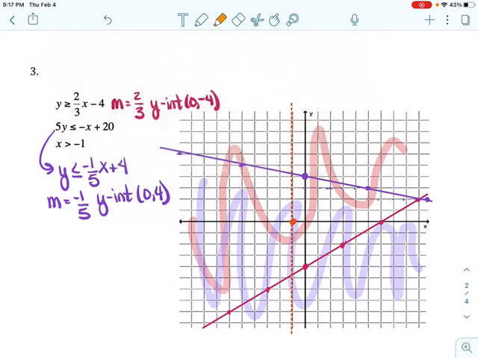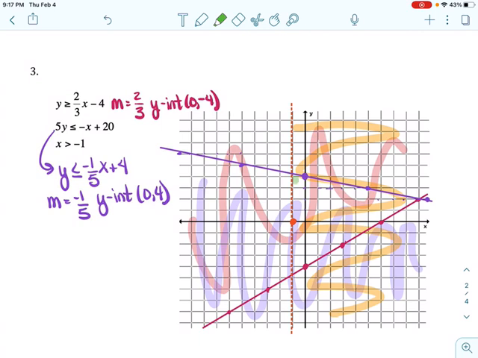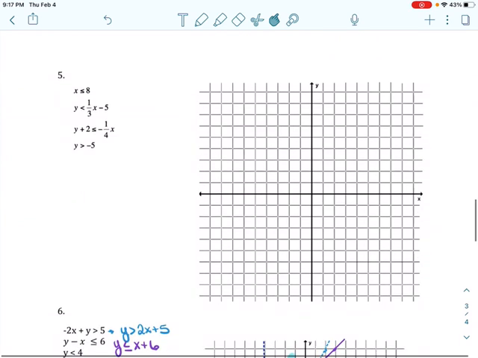Do I have a lighter orange? There it is. It is greater than. So 0 is greater than -1, so that's true. So there we are. So you can see, let's use green, right here is your overlapping shaded region. So you get this triangular shape that would make all 3 of those inequalities true. Okay. All right. Let's try this one.